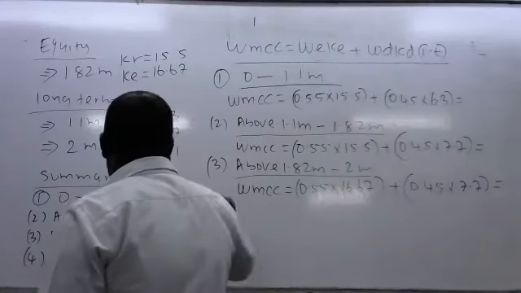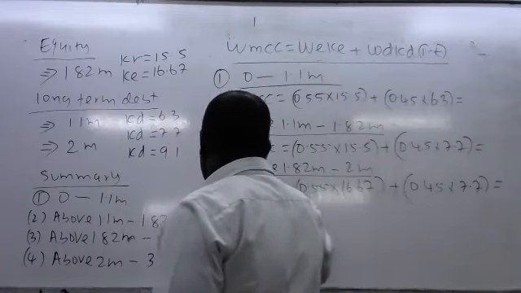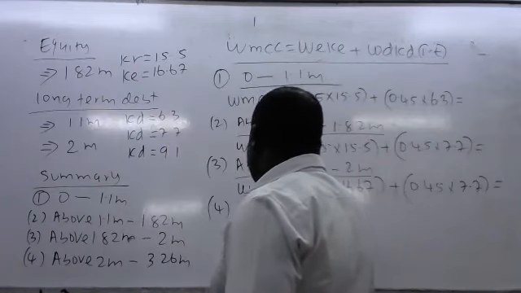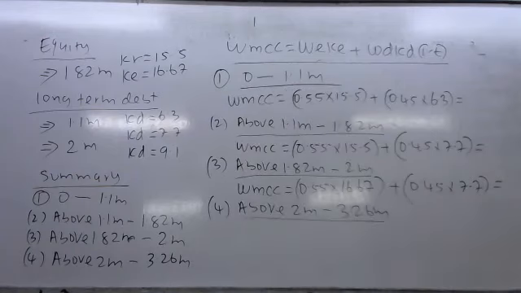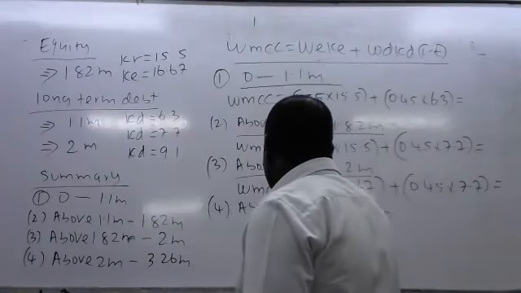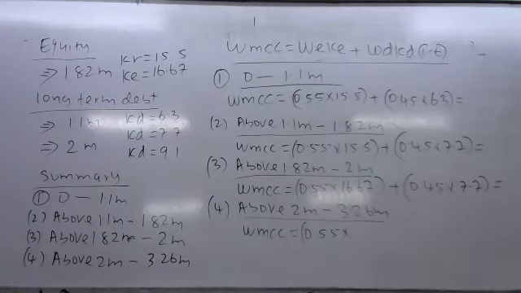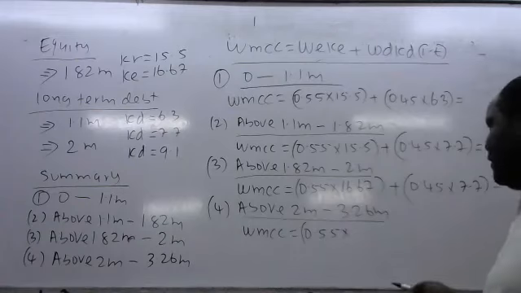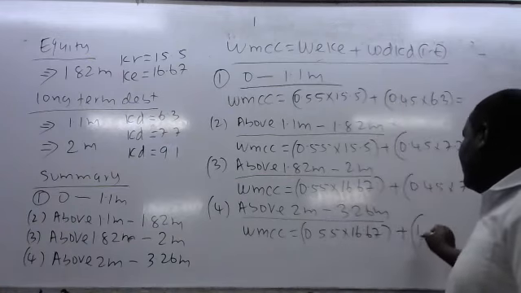Then finally, we go to the fourth. So the fourth, it is meant to be above 2 millions, but up to 3.26 millions. So this one to compute the WMCC. So under equity, anything above 1.82, it should be 16.67. Then this one is 0.45.